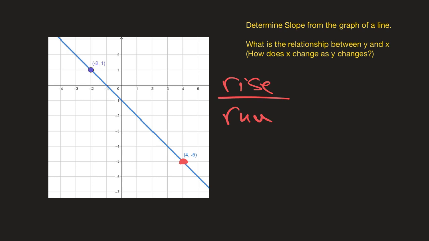Rise. Guys, you need to go up and down first. Remember, slope stuff is vertical stuff first, okay? If I'm going to go from this point to this point, where do I need to go, up or down? If I'm going to go from here to here, do I need to go up or down from here first? Need to go up. How many? 1, 2, 3, 4, 5, 6. That's up 6. Up is a positive direction.